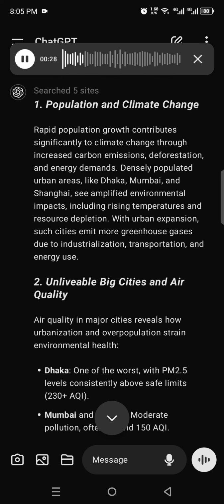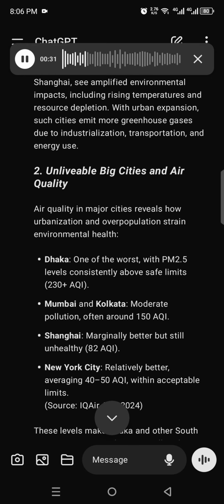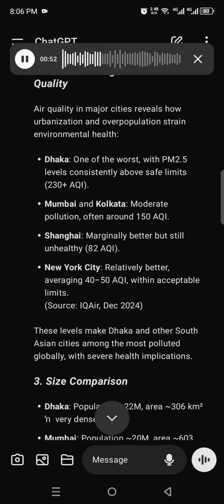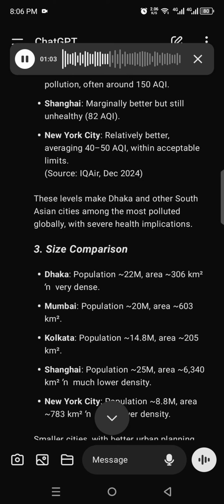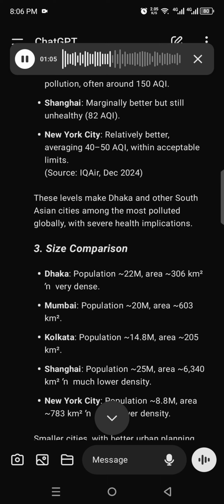2. Unlivable big cities and air quality. Air quality in major cities reveals how urbanization and overpopulation strain environmental health. Dhaka, one of the worst, with PM 2.5 levels consistently above safe limits, 230 plus AQI. Mumbai and Kolkata, moderate pollution, often around 150 AQI. Shanghai, marginally better but still unhealthy, 82 AQI. New York City, relatively better, averaging 40 to 50 AQI within acceptable limits. Source: IQAir, December 2024. These levels make Dhaka and other South Asian cities among the most polluted globally, with severe health implications.